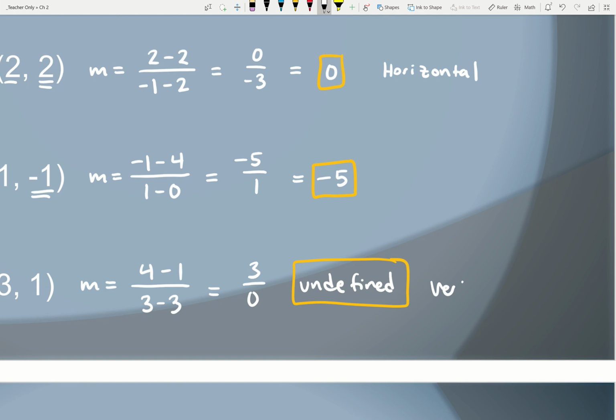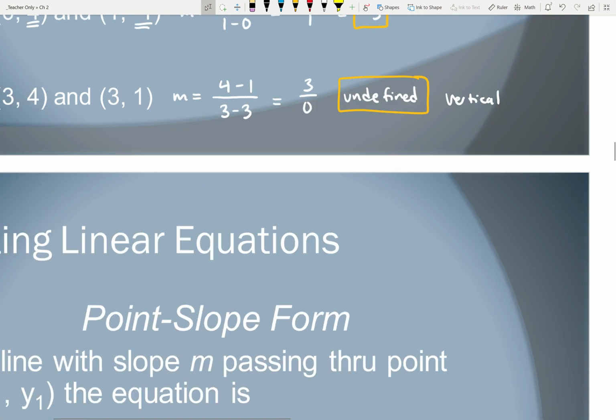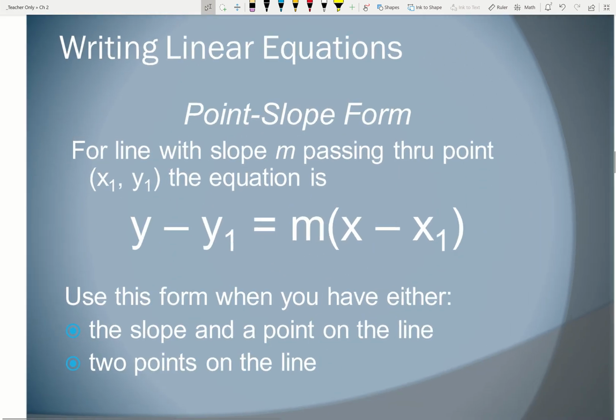So being able to calculate your slope and then to interpret your slope as a rise over a run, or to interpret it as either 0 or undefined, and notice those special cases, is a very, very important skill for you to be able to pick up here.